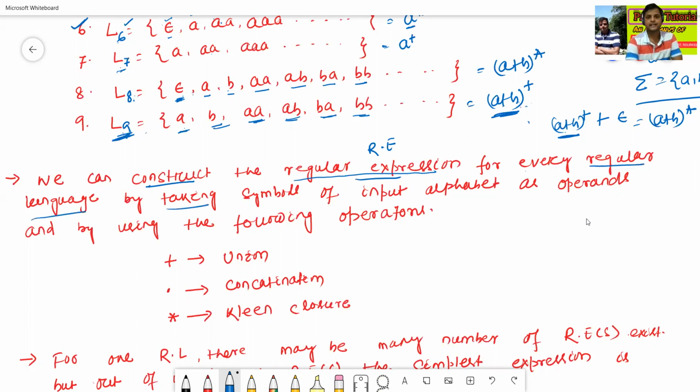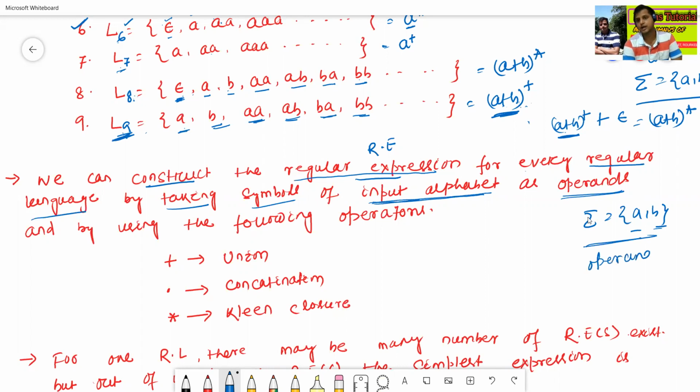by taking the symbols of input alphabet as operands. Means here input symbols like sigma equal to, let it be {a, b}. These are called the input alphabets as operands. These inputs are called operands. And by using the following operators, we generally use two terms for regular expression.